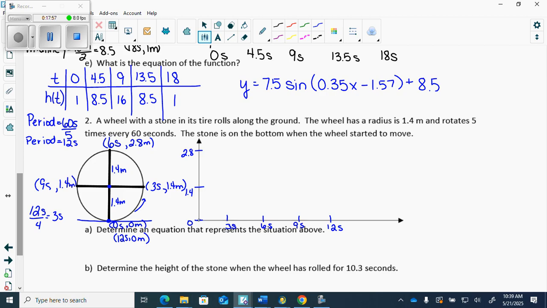So here we're at (0, 0), (3, 1.4), (6, 2.8), (9, 1.4), back down to 0, and we have a lovely thing going on here. Okay, determine the equation that represents this function.